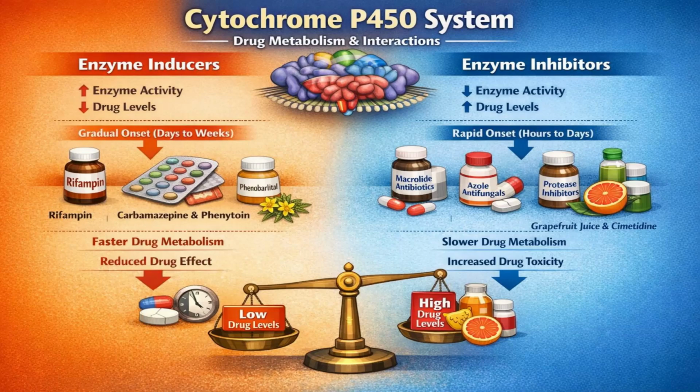This results in higher plasma drug levels and an increased risk of toxicity. Enzyme inhibition occurs rapidly, often within hours to days. Common enzyme inhibitors include macrolide antibiotics, azole antifungals, protease inhibitors, cimetidine, and grapefruit juice.